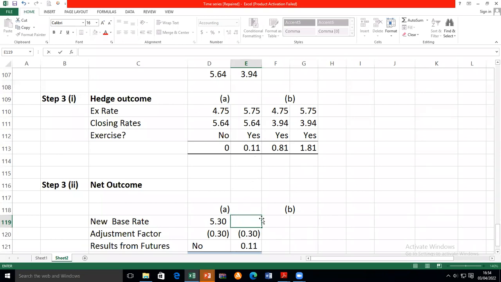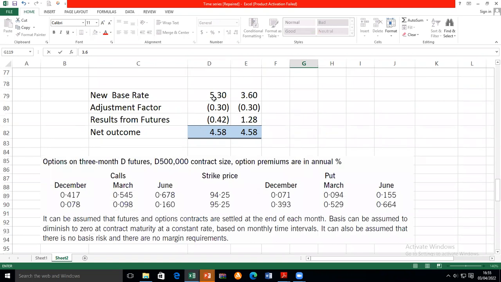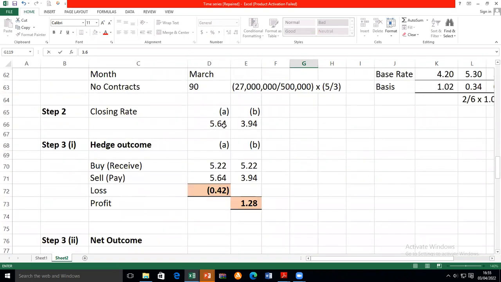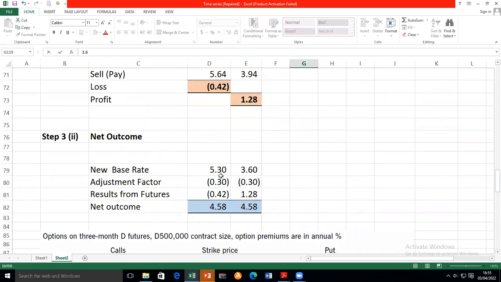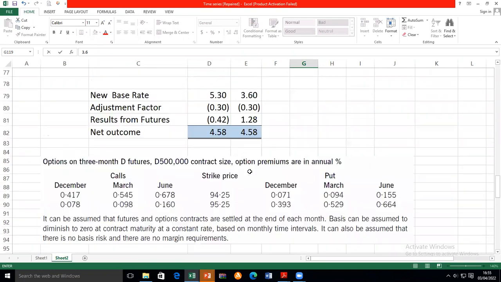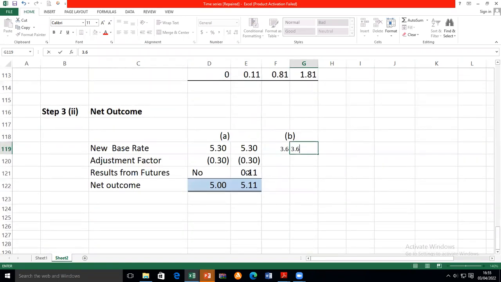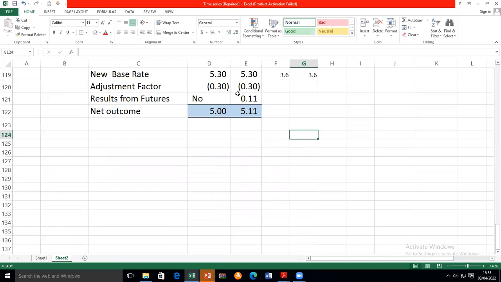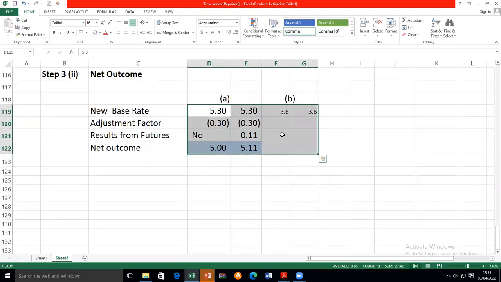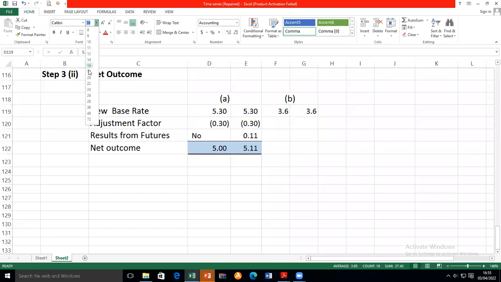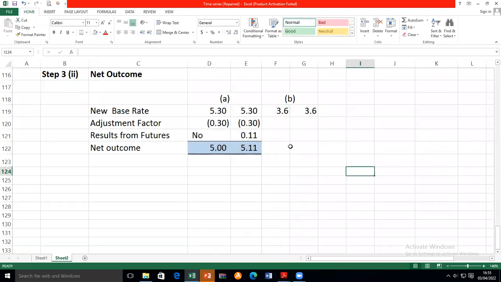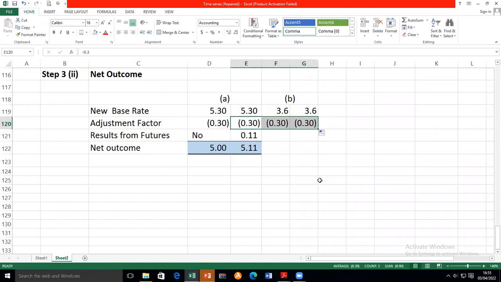Interest rates have gone up, that's 5.3. This one is 3.6 and 3.6. Let me just make sure that I've picked the correct list. New base rate in your scenarios. Yes, scenario A, 5.3, scenario B, 3.6. Okay, so this is what I've put here. Adjustment factor is the same. All right.